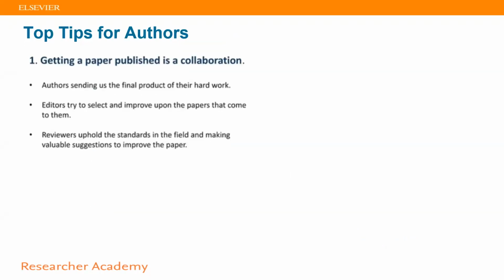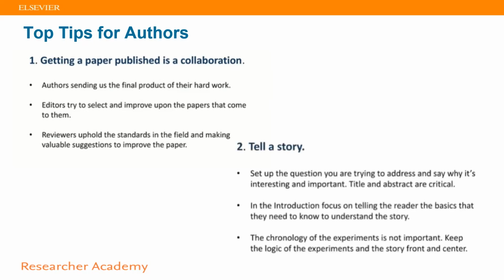So what are the top tips for the author? I need to understand, as a first step, that this is a collaboration process between me as an author, the reviewer, and the editor. I need to write the paper as if I'm telling a story. So I need the motivation and the presentation working in harmony in each section of the paper. I need to set up the question I'm trying to address, and illustrate why it's important and why it's interesting.